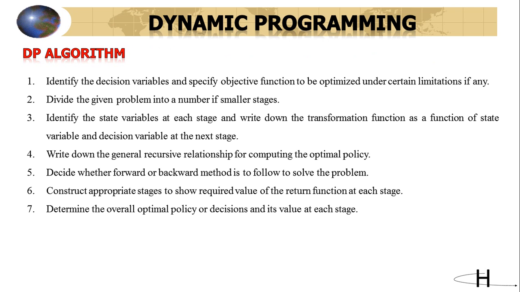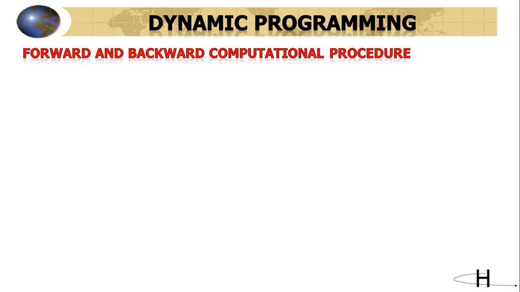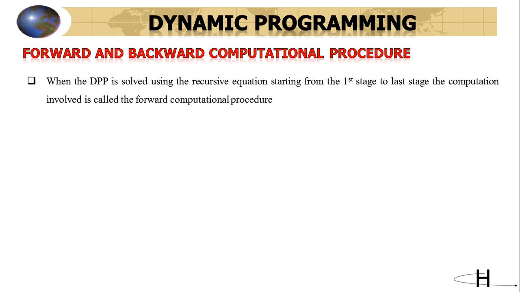Now in step number 5, it is given that we have to decide forward or backward method of computation. So what is forward and backward method of computation? Forward and backward computational procedure. First one is forward computational procedure.